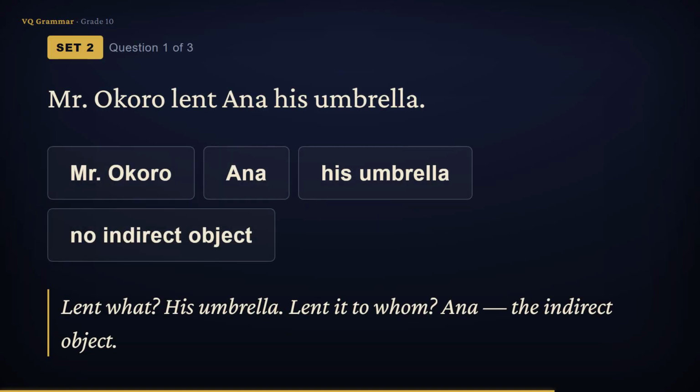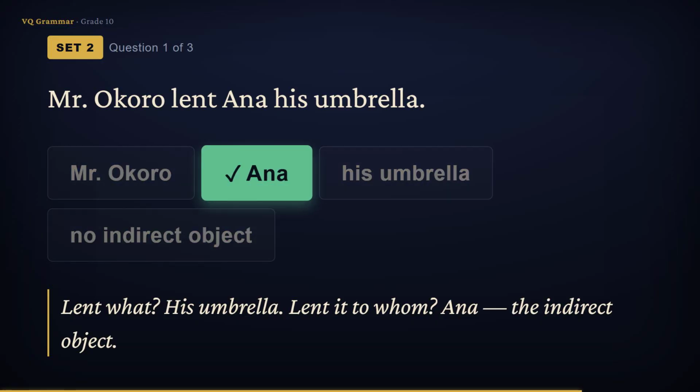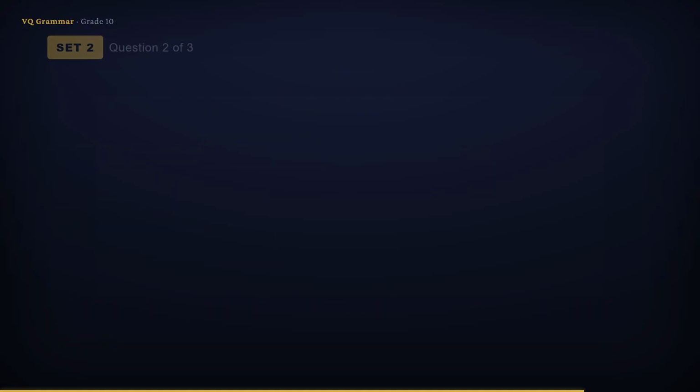Mr. Okoro lent Anna his umbrella. Start with the direct object. Lent what? His umbrella. Good. A direct object exists, so we are allowed to look for an indirect object. Lent it to whom? To Anna. And Anna is sitting right between the verb and the direct object, exactly where an indirect object belongs. So the indirect object is Anna.